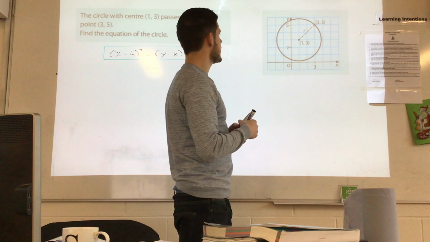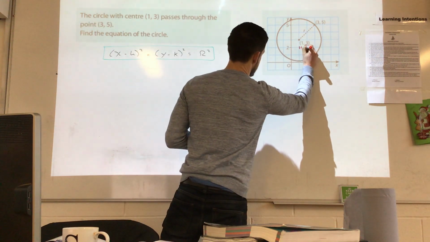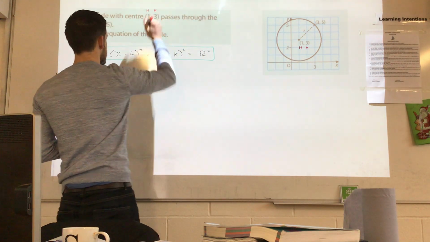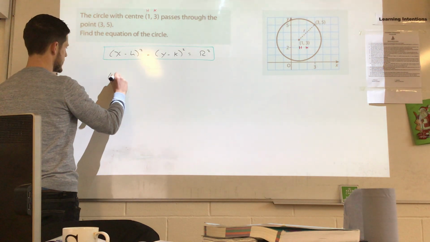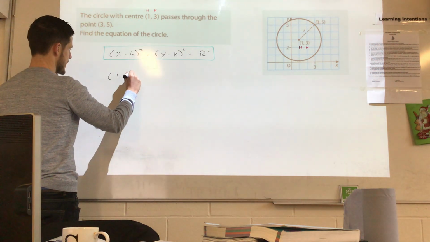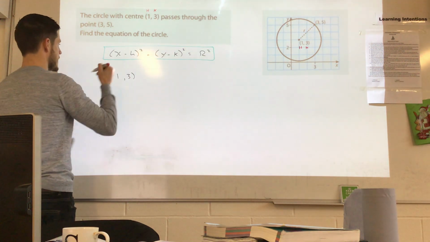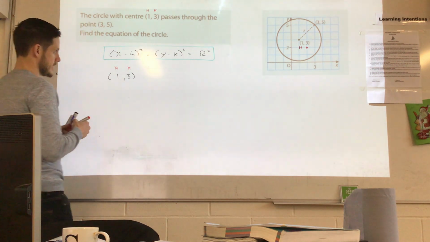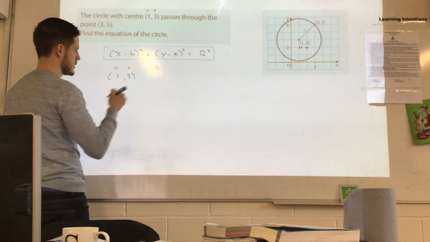So I know that I have a centre here, which is h and k. That's perfect. Right? First part done. First piece of information, 1, 3 goes in for h and k. But I'm missing my radius.